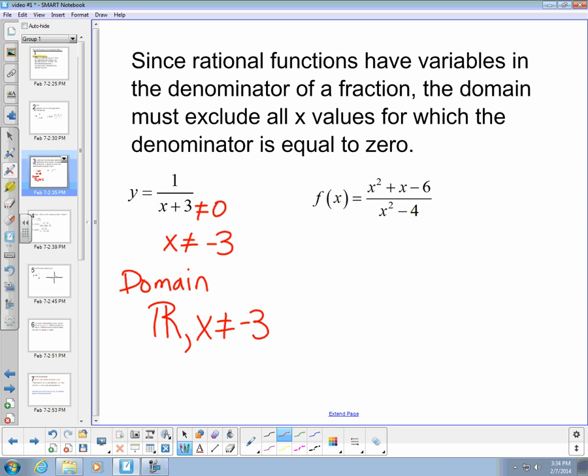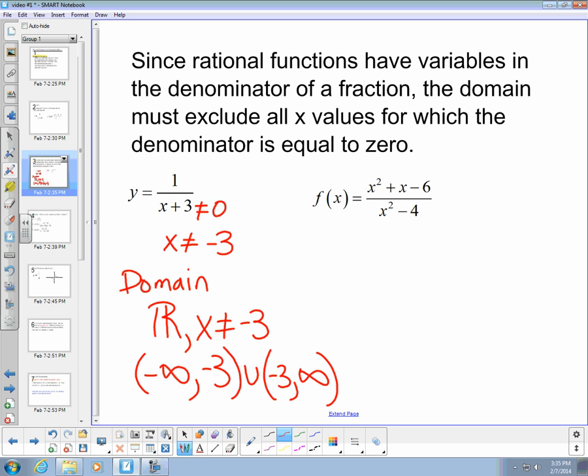In interval notation, that would look like negative infinity to negative 3. Use a parenthesis because we're not including negative 3. Union negative 3 to infinity. This is telling me that I can use every number except the negative 3. That's why there's a break there.